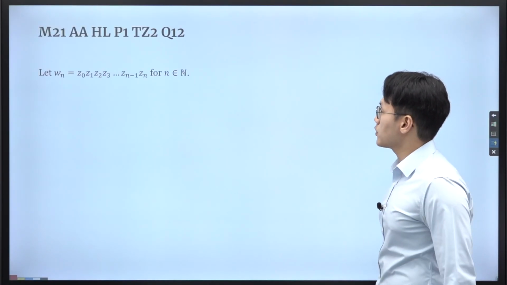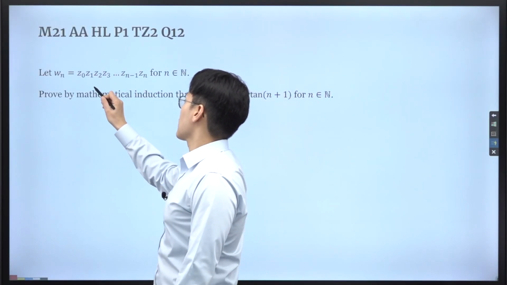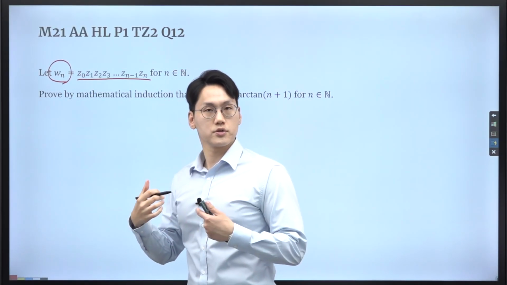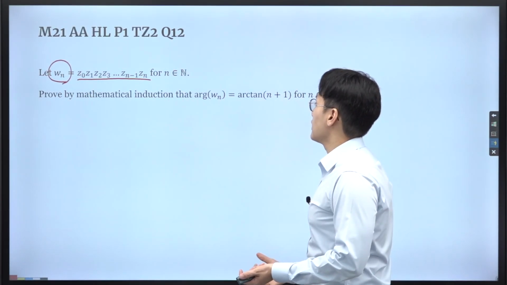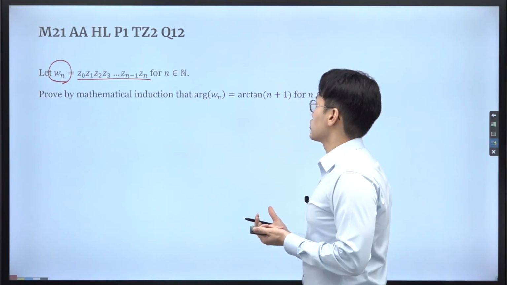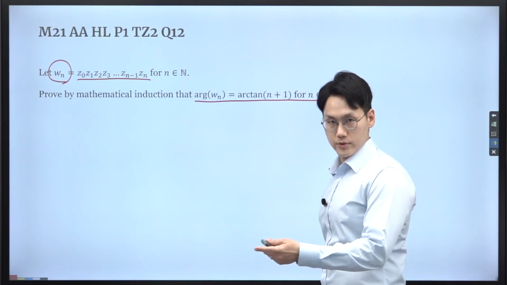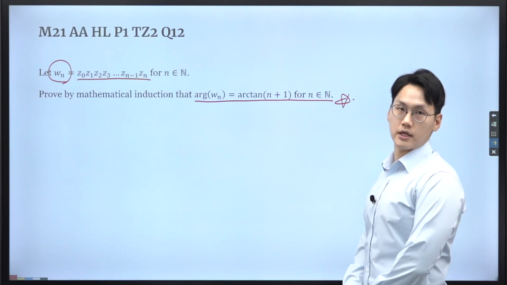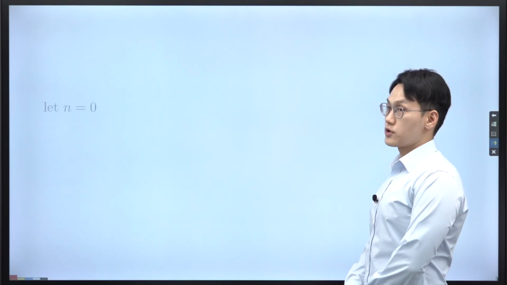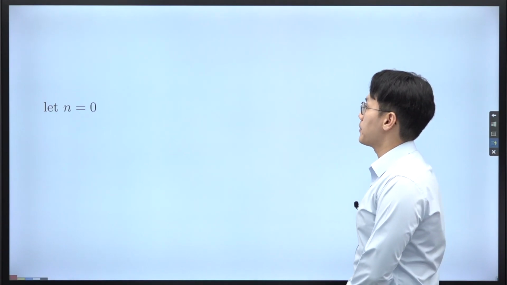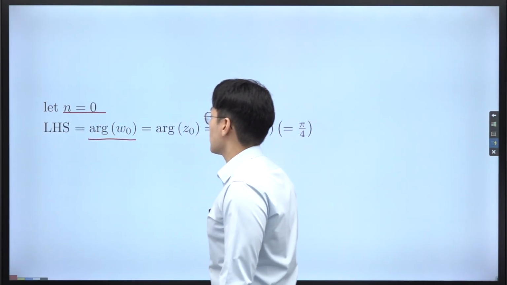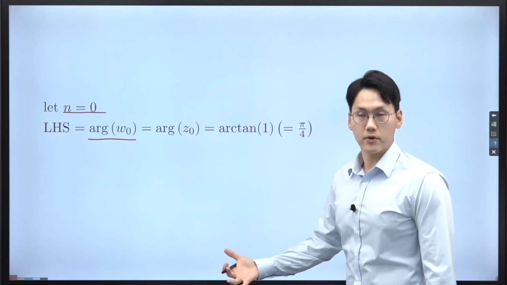Here the question goes: we have the complex number as we defined before, and omega represents the product of all those complex numbers. I want to show by induction that the argument of that is going to be given as the single arctangent of n plus 1. For the induction, as you know, we go with the basic step first, so n equal to 0. That's when the argument of omega 0 is just 0, right?